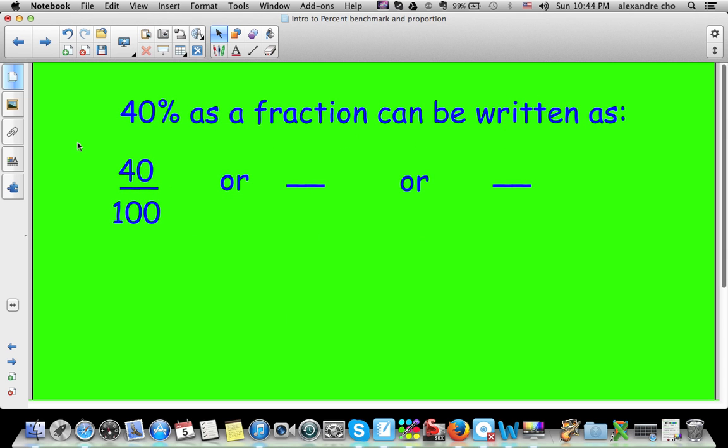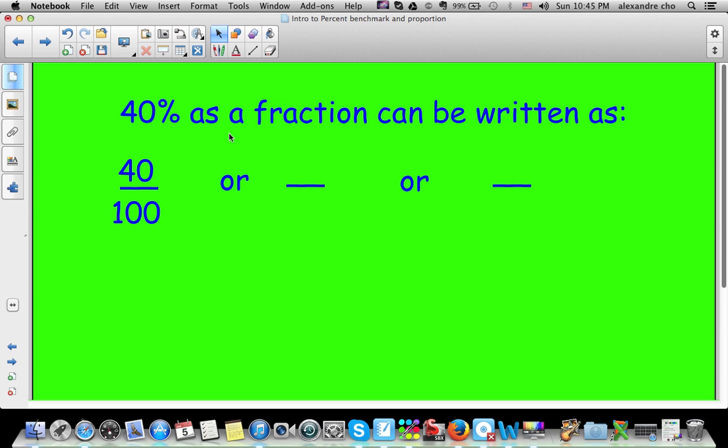So take a couple of seconds and I'd like you to do this exercise. 40% as a fraction can be written as 40 over 100, or there should be about 3 other fractions that also mean 40 over 100. So you can simplify this. Okay, so take literally whatever 20 seconds to do this. Okay, simplify it, get the different fractions that mean 40 over 100.